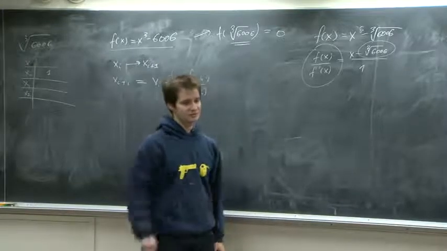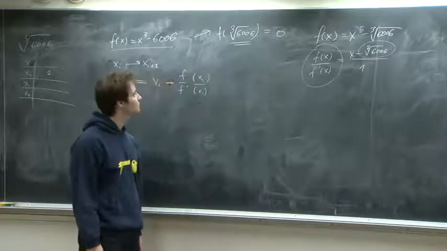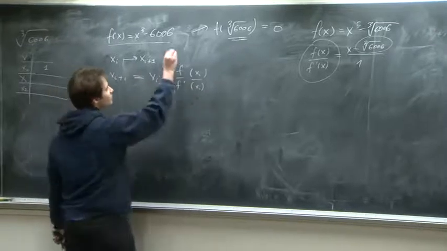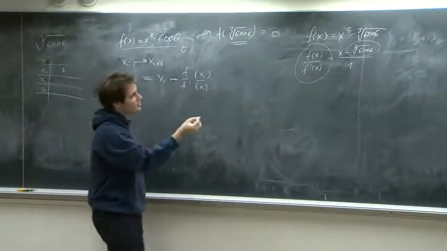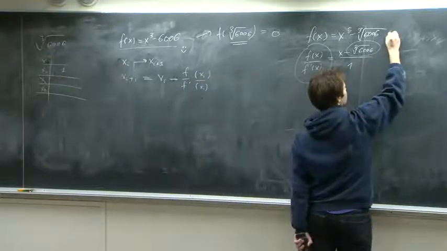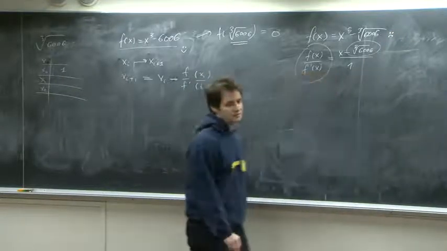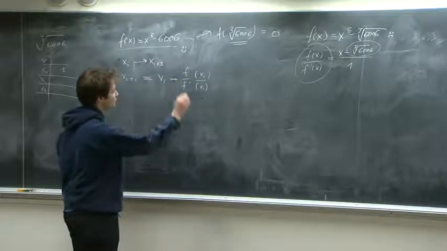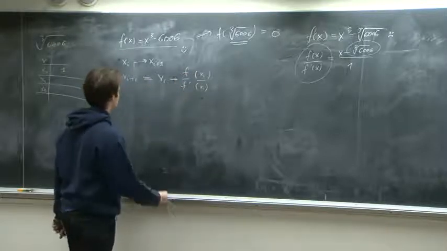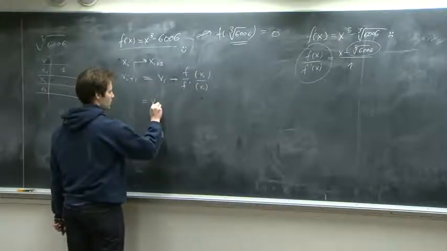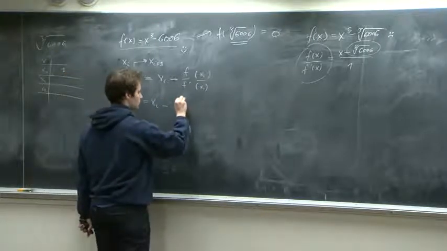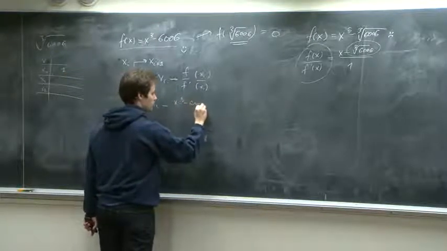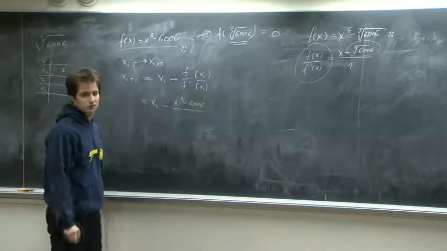Wait, I'm confused. We went from x cubed minus 6006 to x minus the cube root of 6006. So this is a good function, we can use this, and this is a bad function, and I was asking why this is a bad function. Okay. So let's see, if we try to compute it using this, what do we get? Xi minus x cubed minus 6006 divided by 3x squared.